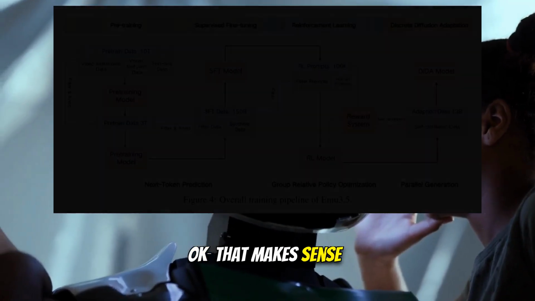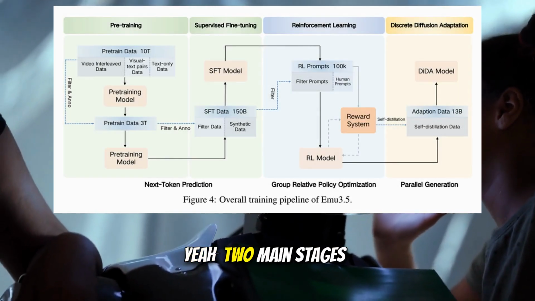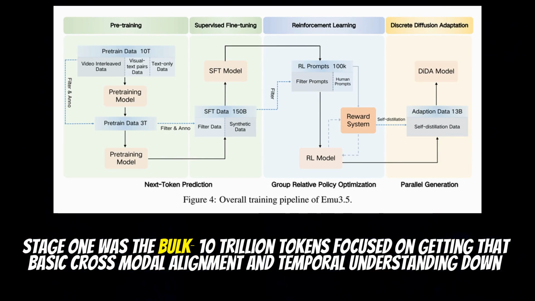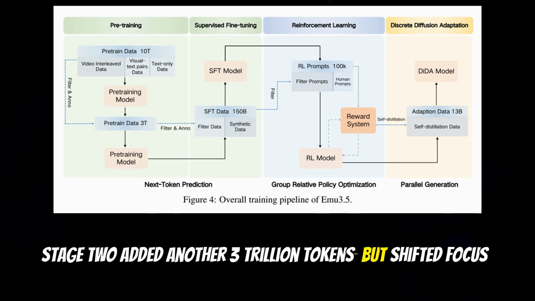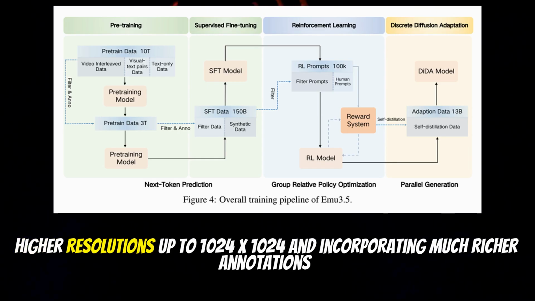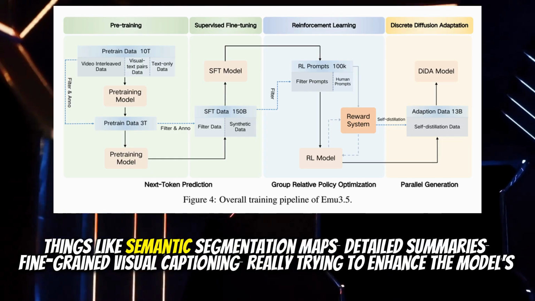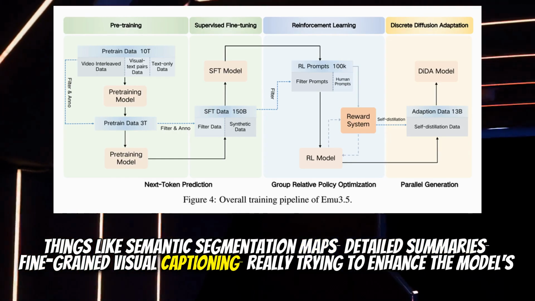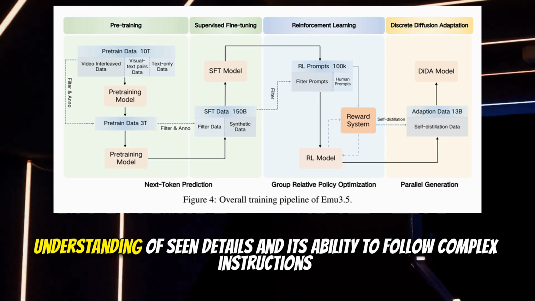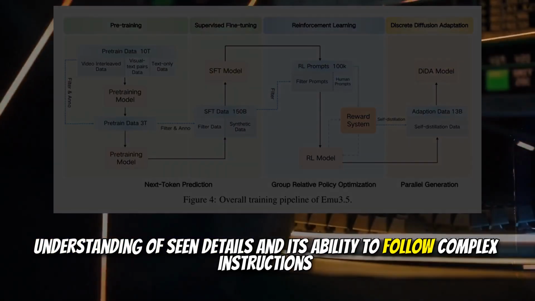Okay, that makes sense. And they did this training in stages. Yeah, two main stages. Stage 1 was the bulk, 10 trillion tokens, focused on getting that basic cross-modal alignment and temporal understanding down. In stage 2. Stage 2 added another 3 trillion tokens, but shifted focus. Higher resolutions, up to 2024 by 1024, and incorporating much richer annotations. Richer annotations like? Things like semantic segmentation maps, detailed summaries, fine-grained visual captioning, really trying to enhance the model's understanding of scene details and its ability to follow complex instructions.